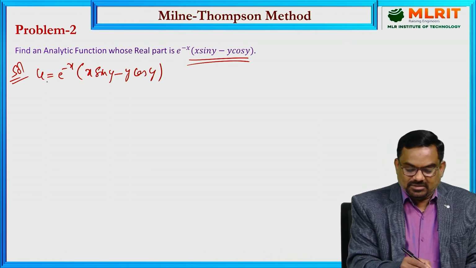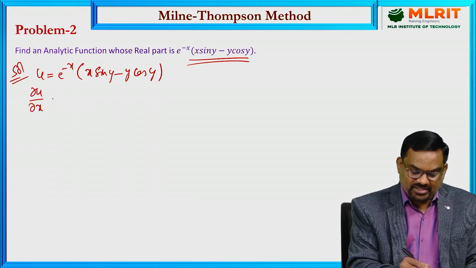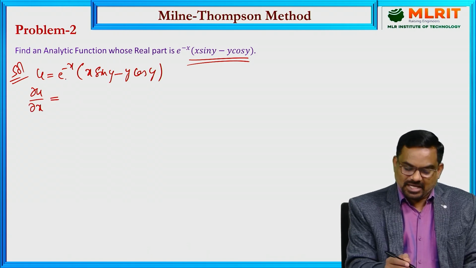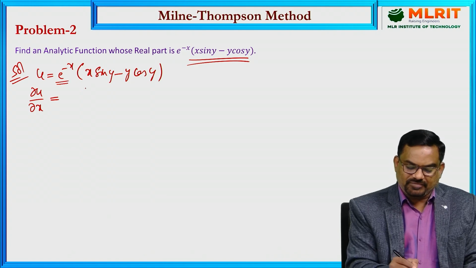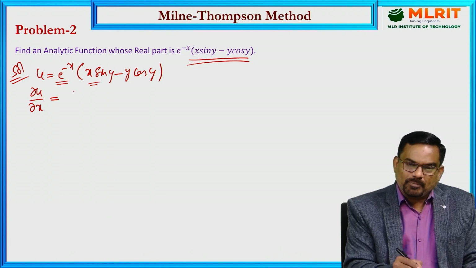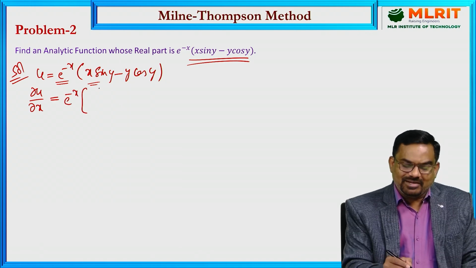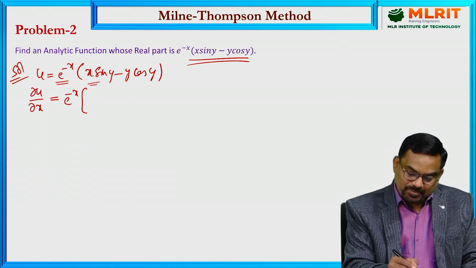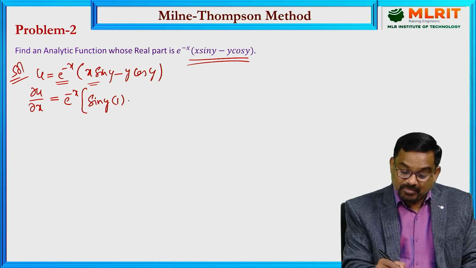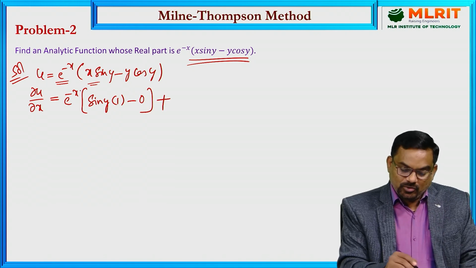Now again the real part is given, so let us find dou u by dou x and dou u by dou y first. Here, since x is present in both, let us consider this the first term and second term, so a product of two terms. So we need to apply the UV rule. First function as it is. Now derivative of second function with respect to x. So sin y is constant. For x it is 1, minus, we treat y as constant, so 0. We need to apply the UV rule here.